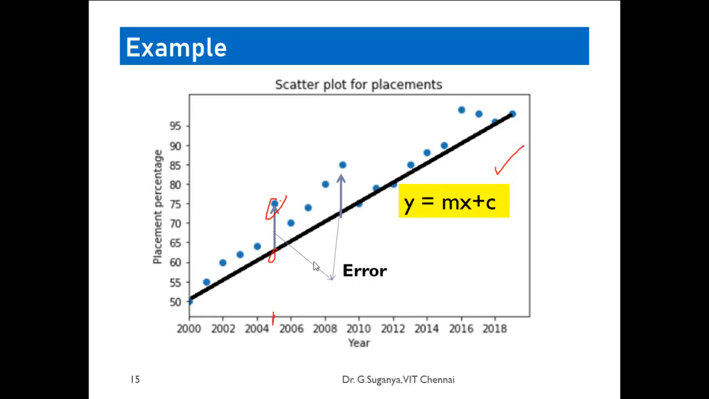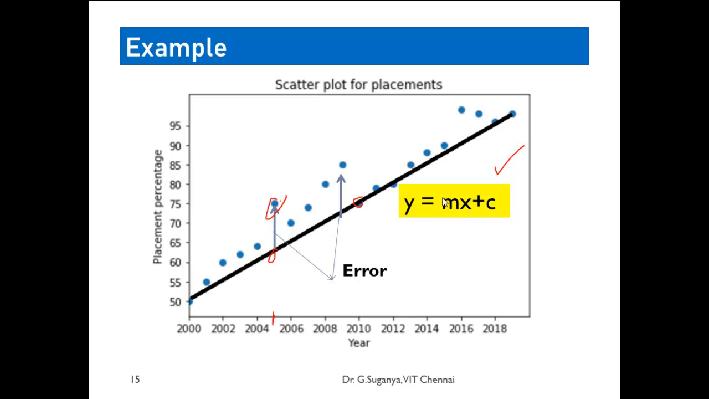Some of the points don't have an error; the points that lie on the straight line don't have an error, and for some it is very minimal. The cumulative of all these errors is what we call the loss, the total loss of the system. So what is our intention? We have to draw a straight line in order to minimize this loss. That is our ultimate intention.